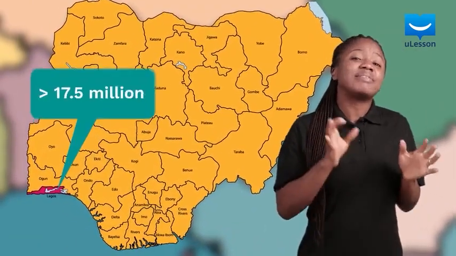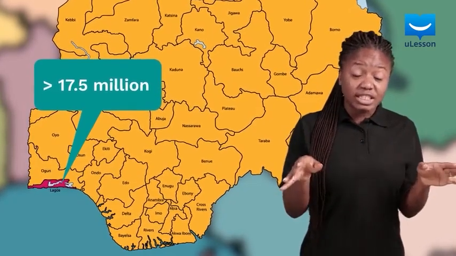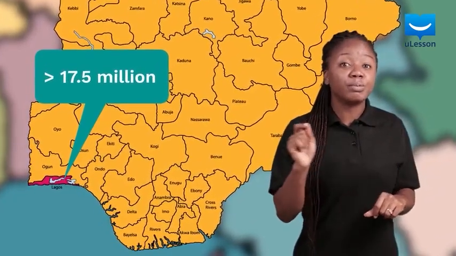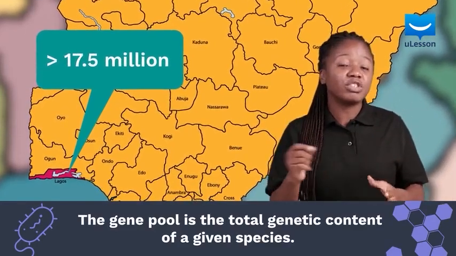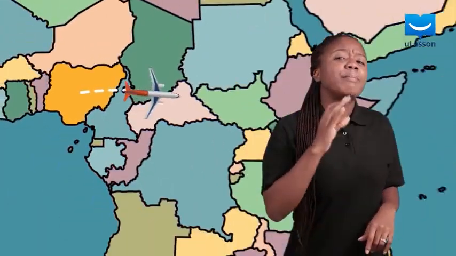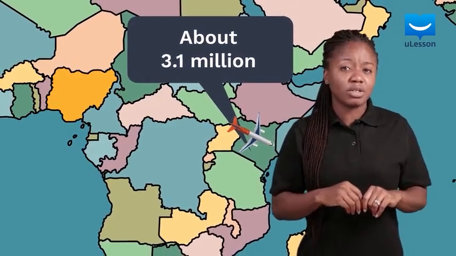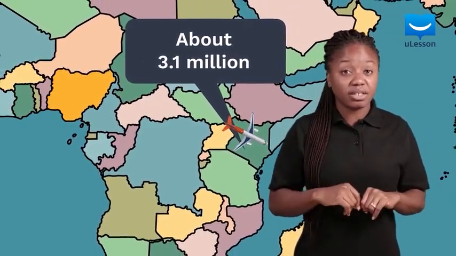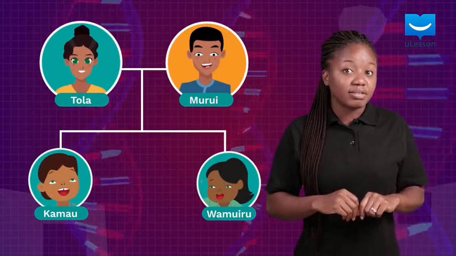Now to gene flow. Tola lives in Lagos, Nigeria, with more than 17.5 million other people. When we take all their genes, it forms what we call the gene pool. The gene pool is the total genetic content of a given species. Tola moves to Nairobi, Kenya, with about 3.1 million other inhabitants, where we assume no one has green eyes. While in Kenya, she gets married to Muri, and they have their 2 lovely kids with green eyes.